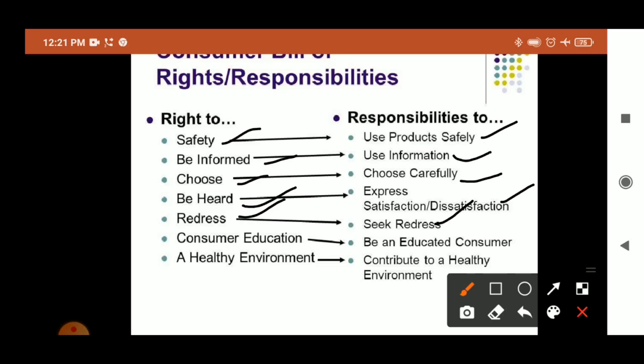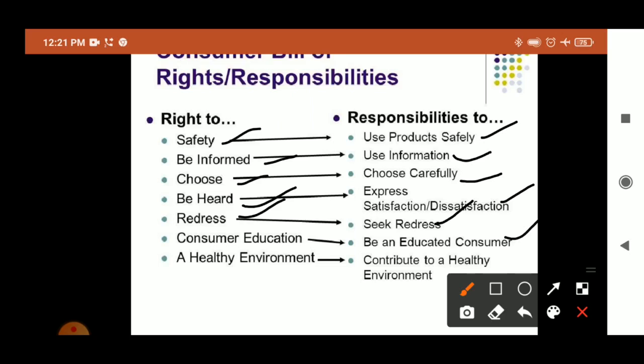Consumer education. Yes, consumer is not, as I told you already, it is not like that. The consumer should be educated. He should not be like a knowledgeable person, or a well-versed person in higher education, or not like that. He should be aware of the products that are available, and he should be knowing the do's and don'ts of the products. Only then he can be said as being an educated consumer.